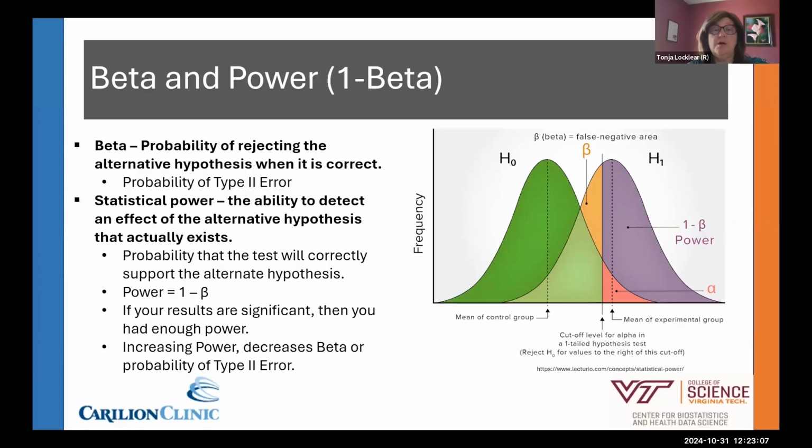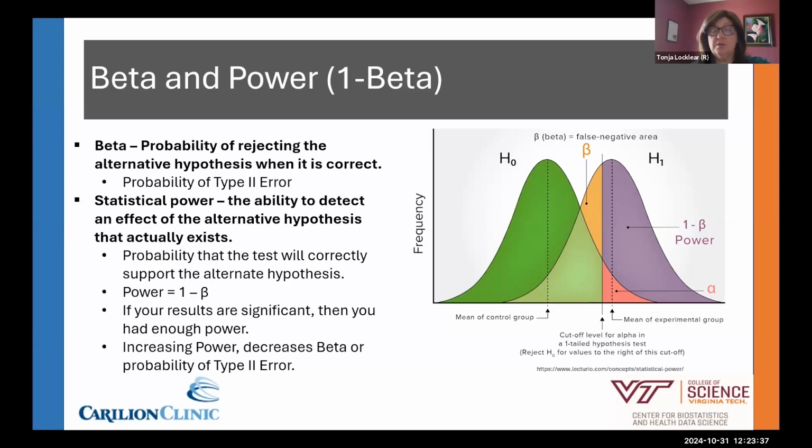So this is an example of a one-tailed hypothesis test where the alpha is on the upper end of this. And when we are looking at this, the statistical power is the ability to detect the effect of the alternate hypothesis that actually exists. We have to have enough power so that when we find this mean, we'll know that it's actually statistically different than the mean of the null hypothesis.